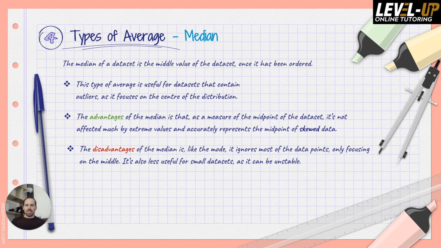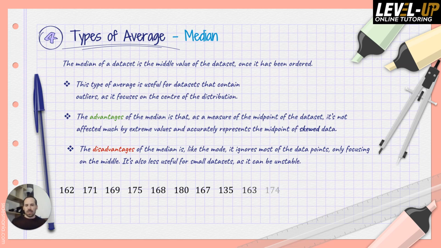The disadvantage is, like the mode, it ignores most of the data points, only focusing on the middle, and therefore it's not so representative of the data set as a whole, and it's not so good for small data sets. As you start adding more data, the median could jump around a lot, so it's a bit unstable.